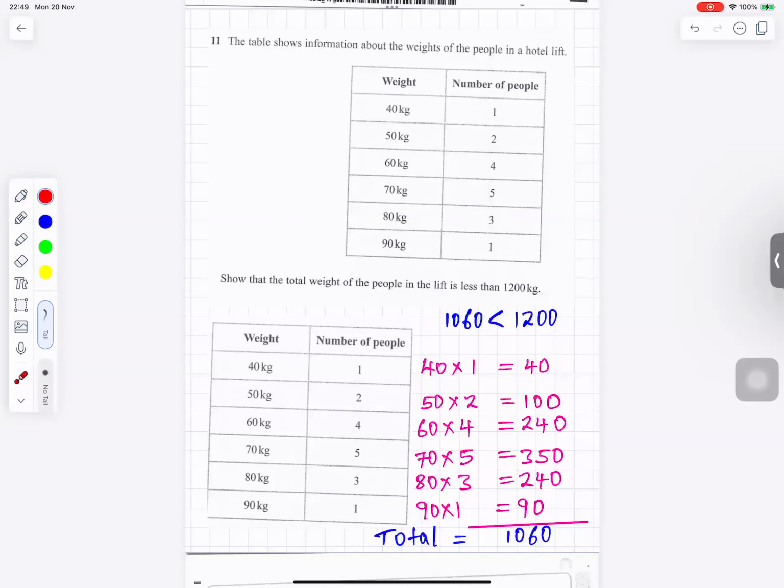Question number 11. Show that the total weight of people in the lift is less than 1,200 kilograms. So there's one person who is 40. So 40 times 1 is 40. Two people who are 50. 50 times 2 is 100. Four people who are 60 kilograms. 60 times 4 is 240. And you get the total is 1,060. And 1,060 is less than 1,200.